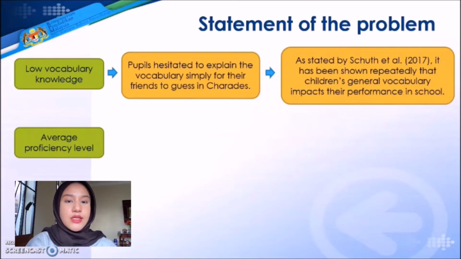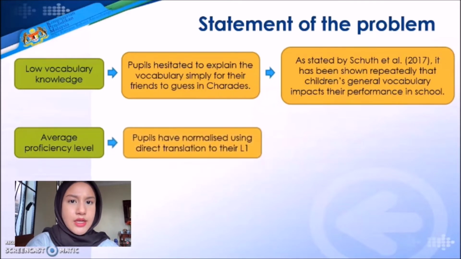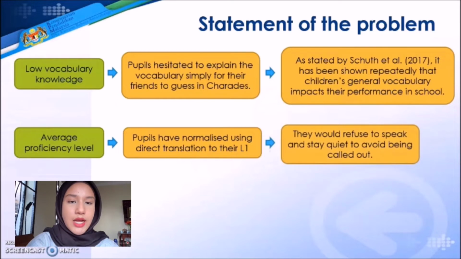Another problem is the pupils have an average proficiency level. As English is their second language, pupils have normalized using direct translation to their first language when speaking and writing. The pupils do not have confidence when being asked to tell their answers to the whole class. Only a few pupils would converse with me in English, while the others would just refuse to speak and stay quiet to avoid being called out.